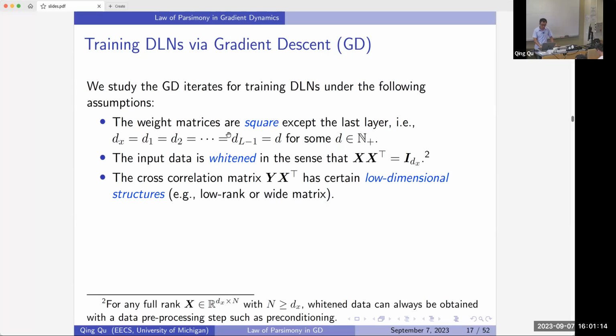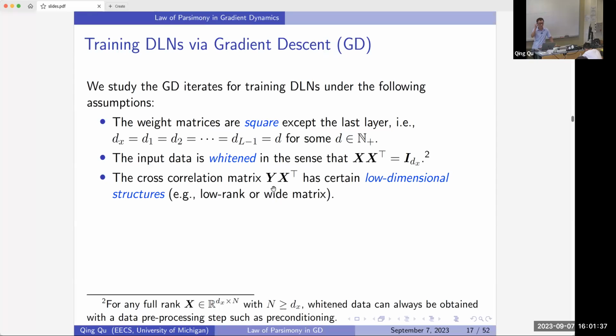And here we make some further assumptions. We assume the weights are square for each layer, and we assume the inputs are whitened, but actually this can be relaxed to near orthogonal weights. And we also assume that this cross correlation matrix Y multiplied by X transpose is low rank.